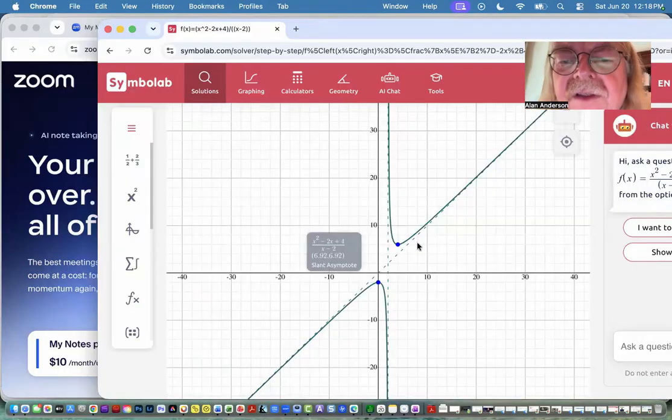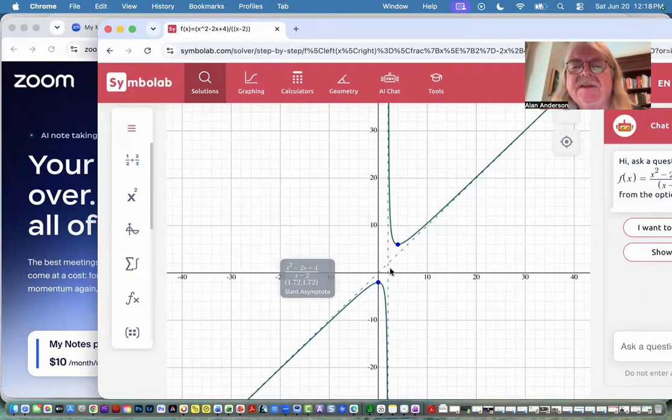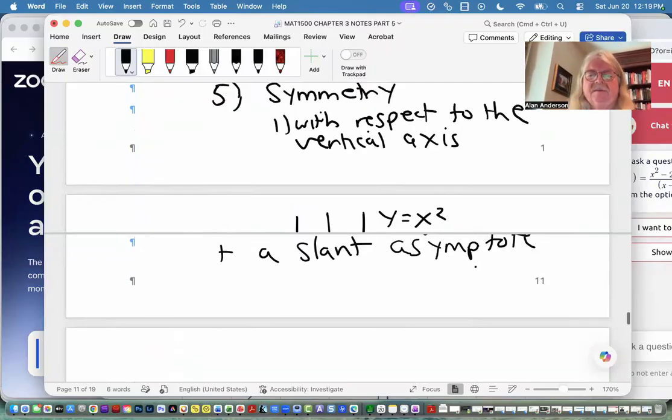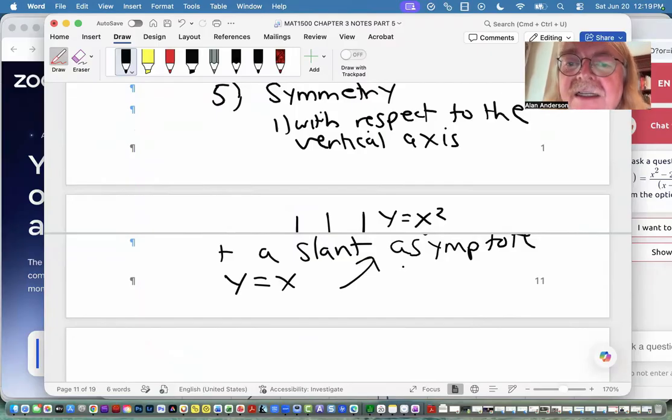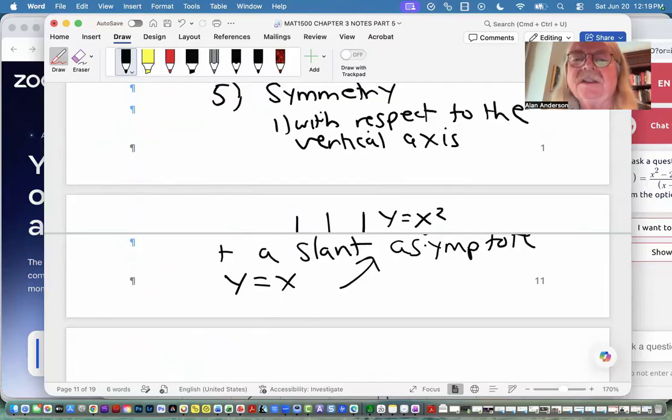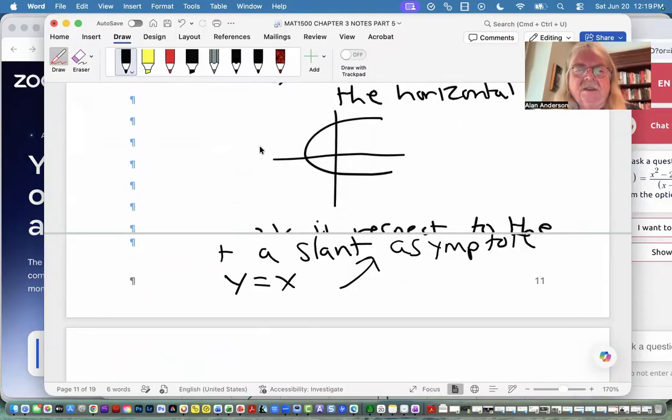Well, if you look here, this dashed line that Symbolab gives us, it's the line y equals x. Okay. And that's referred to as a slant asymptote, because you notice that the function does not ever touch it anywhere along that line. So that's what this is all about. All right, what else are we looking for?